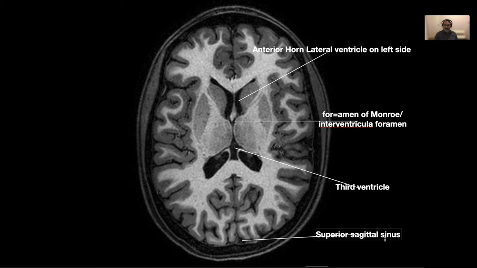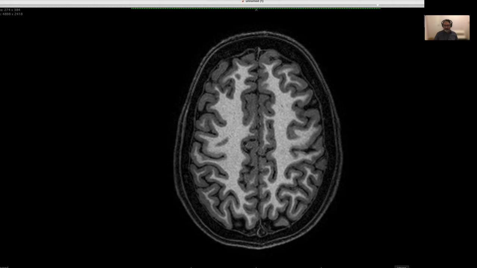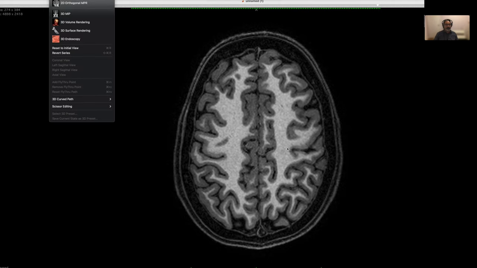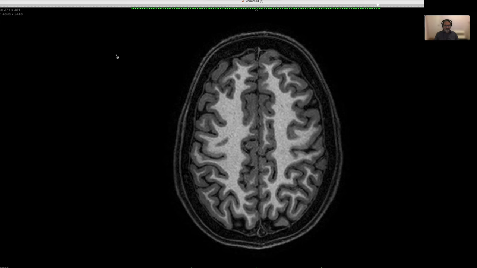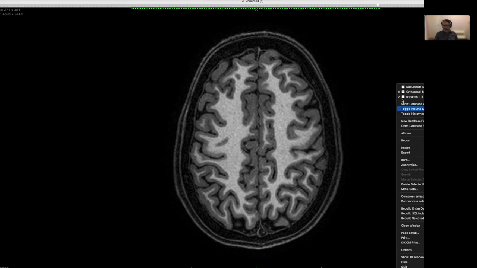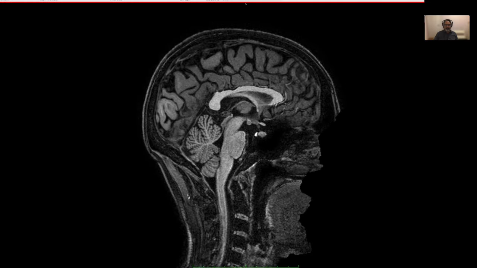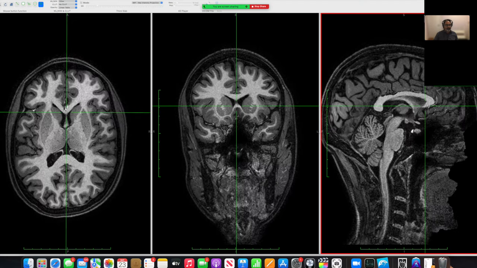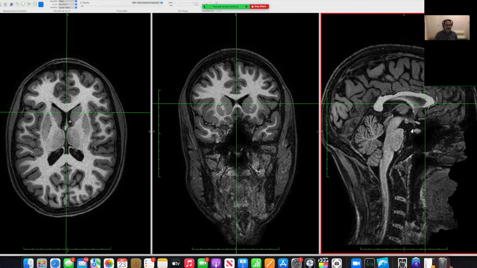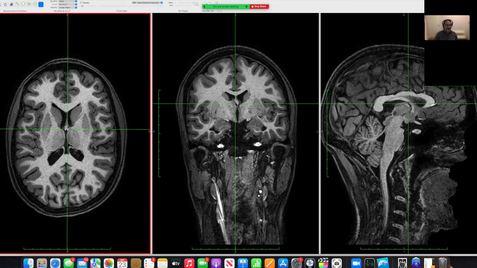Okay, now let's look at this. Let's look at this actually. So let's go into the, where is it? Orthogonal, there you go. Okay, so let's cut this out. Let's go here. Okay, so the view is right at this level, you see? That's your lateral ventricles, that's your foramen.